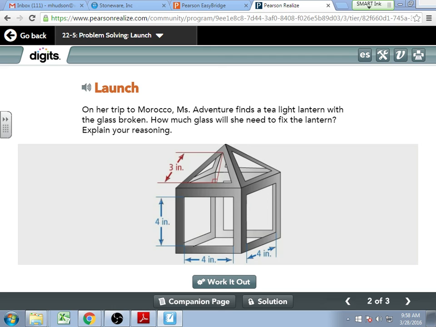So misadventure took a trip to Morocco. The glass in her lantern broke. Womp womp. So we're gonna say that this lantern goes over top of a candle.